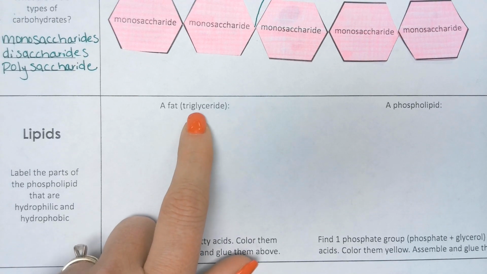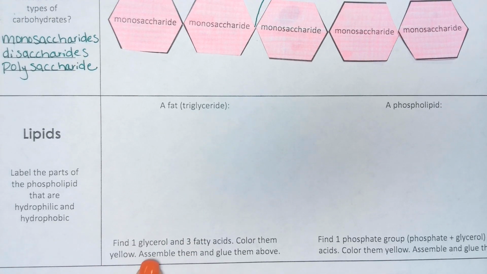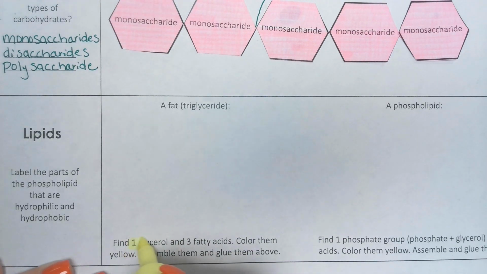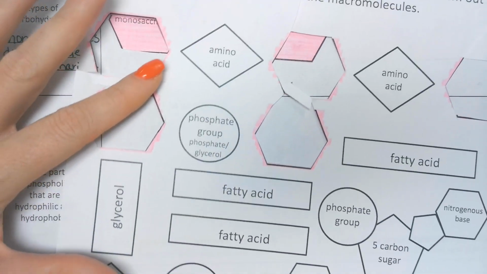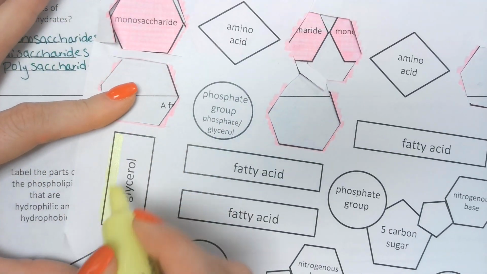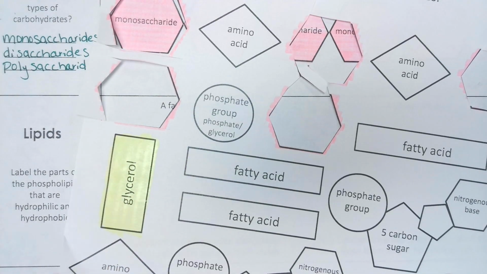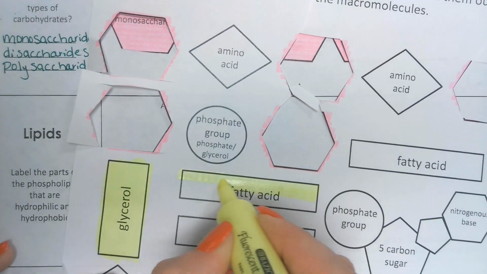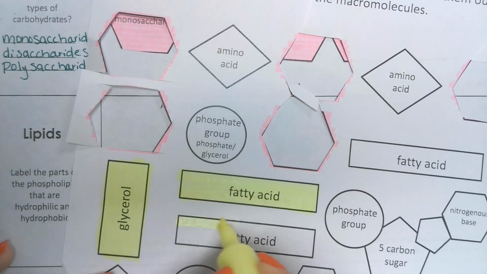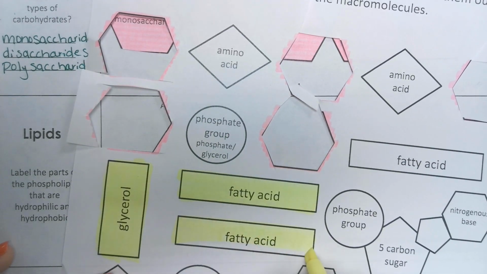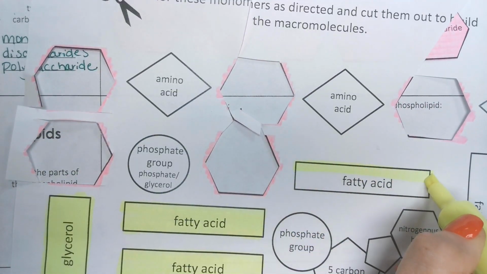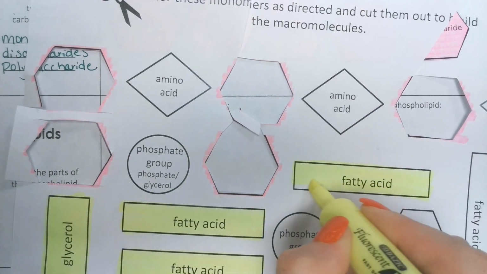All right, so it says for our triglyceride, we're going to come in with yellow. We're going to find a glycerol and 3 fatty acids, and we're going to color those yellow. All right, so I have a glycerol here. I'm going to color that. And then I'm going to find 3 of my fatty acids, color those yellow. And we're going to cut those out and paste them down.